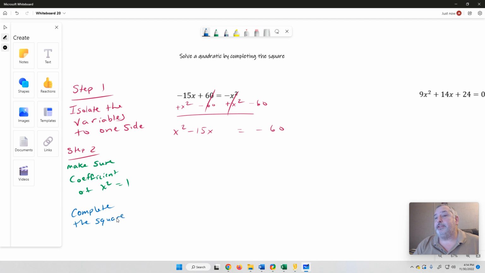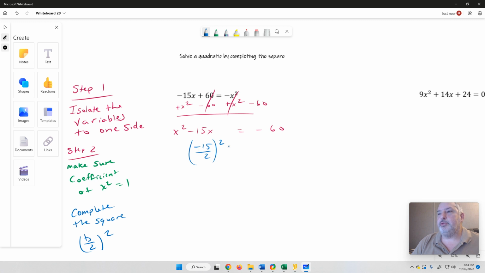So how do I complete the square? I'm going to take b divided by 2, and I'm going to square it. That's the process. So what's b in this thing? It's negative 15. I'm going to divide it by 2, and I'm going to square it. So 15 divided by 2 doesn't work out evenly. Trust me on this one, leave it as a fraction. It's going to make life a lot easier. So we're going to do that, and then we're going to square it.